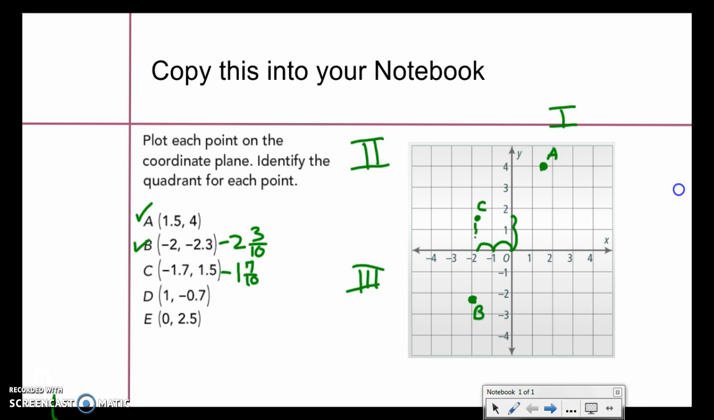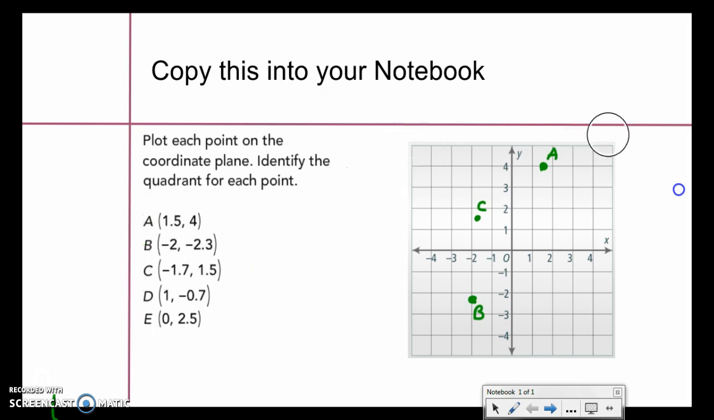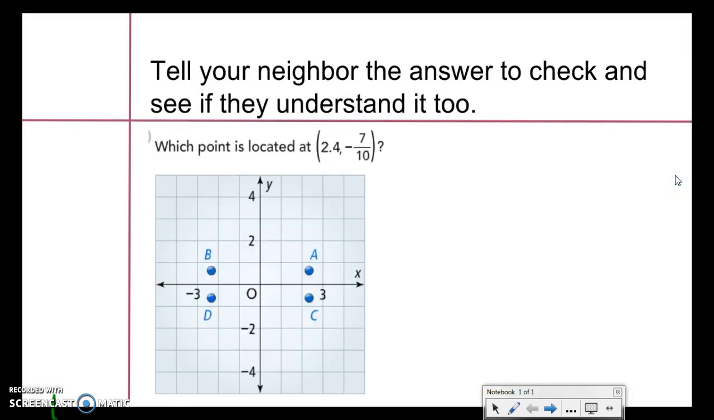Okay, let's draw invisible lines to each of your axes. Alright? You're going to find points D and E on your own. If you get stuck, please ask a teacher or a neighbor to help you out. Okay? Alright, tell your neighbor the answer to check and see if they understand it too. Which point is located at 2 and -7/10? And we know that positive, negative, think about which quadrant that's going to be located in. Okay?